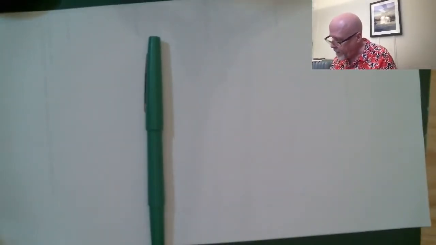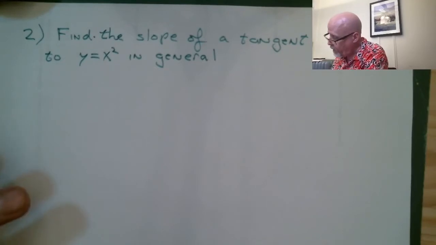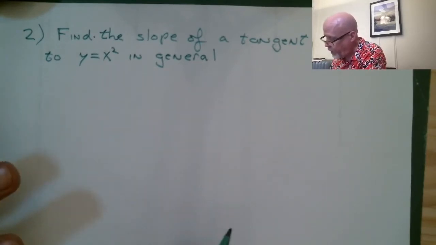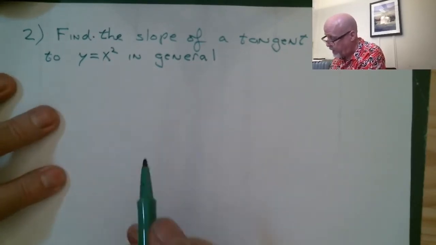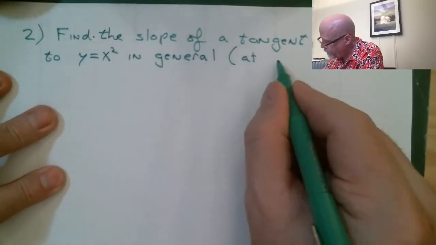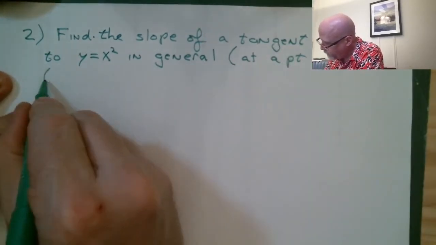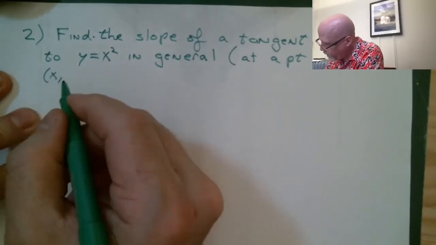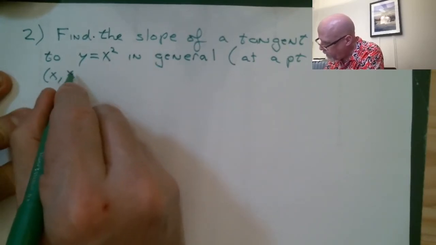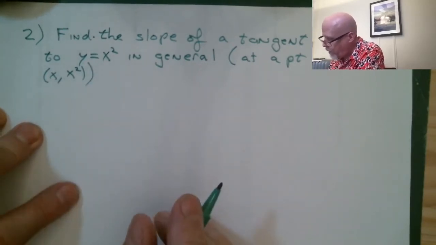Take something that will ask us to find the slope of the tangent line. So that's the question. We're going to find the slope of a tangent to y equals x squared in general, meaning at a point x comma f of x. The function is squaring, so can I write x comma x squared, and people will be able to make sense of that? All right, so how do we do that?